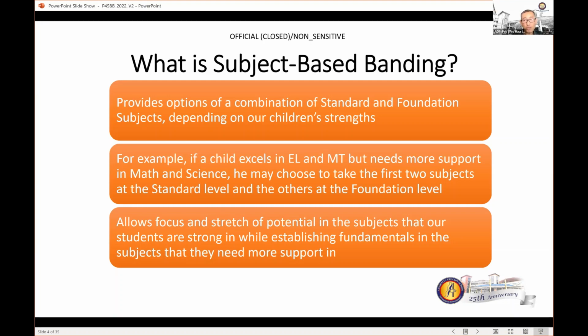And what we want to do is use this opportunity to make sure that students who are able, who have a potentially strong foundation, are stretched in terms of their potential in learning the subjects. But those who need more support in the fundamental understanding of the subject will also be given the right kind of support. So that's very much what we want to achieve through the P4 subject-based banding exercise.